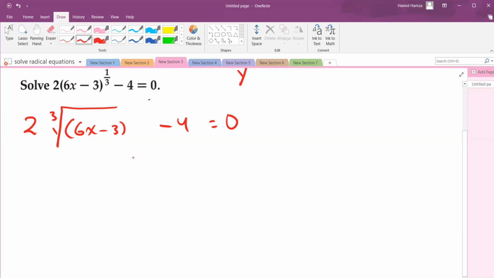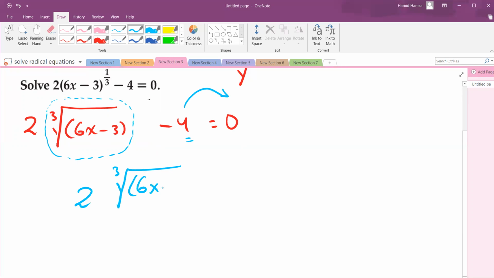When we deal with a radical, the steps are the same, guys. Isolate the roots. That means I want to get rid of all numbers with the root. I want to write this root without any multiplying, adding or subtracting with it. So I want to remove 4 and 2. I'll take 4 to the right side. So it will be 2 cube root of 6x minus 3 equals 4.